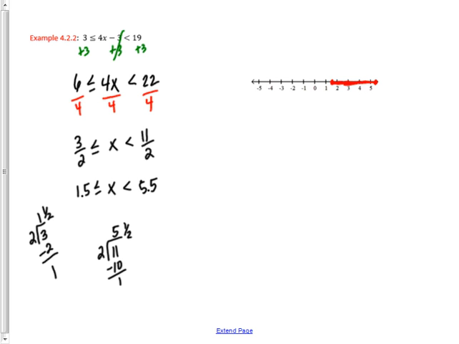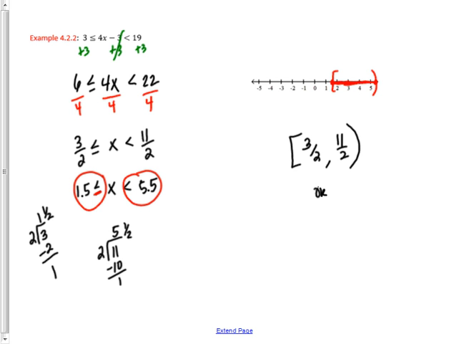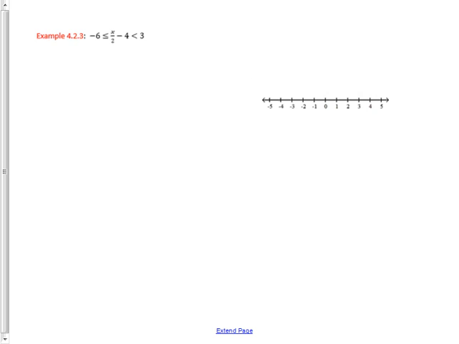Now, brackets and parentheses. This one, because it has the bar, gets a bracket. And this one doesn't, so it gets a parenthesis. So my answer right there, switching it back to fractions, is 3/2 to 11/2. If you wanted to keep it in decimals, I'm fine with that: 1.5 to 5.5. It's really your preference.